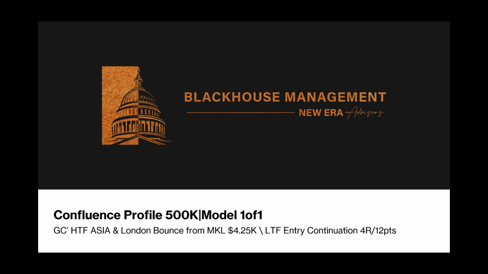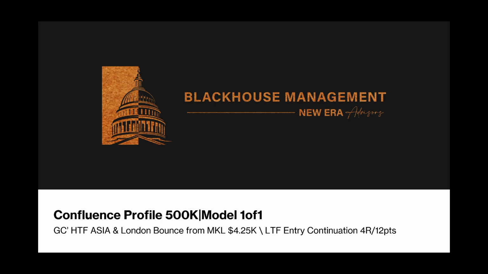Okay, so what I'm going to be breaking down today is the system that we trade here within Black House Management. It is called our Confluence Profile 500K model, one of one. We only trade commodities here within our company, and the primary asset is GC, which is gold, as our primary leading asset. The secondary asset that we trade is CL, which is crude oil.